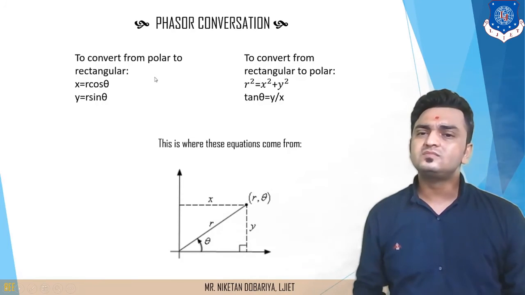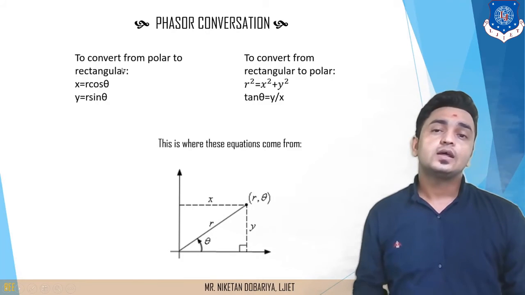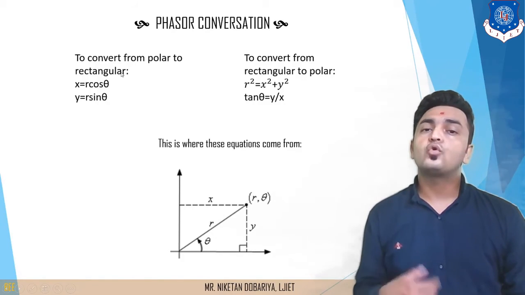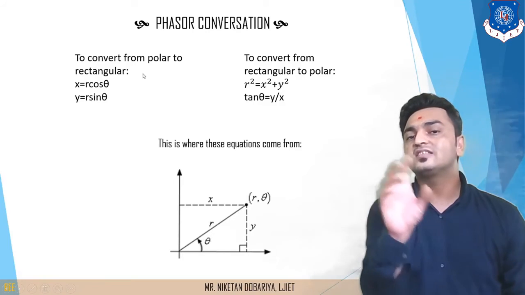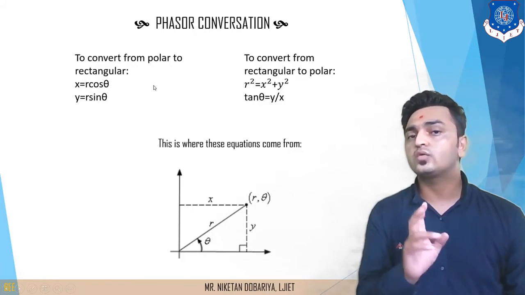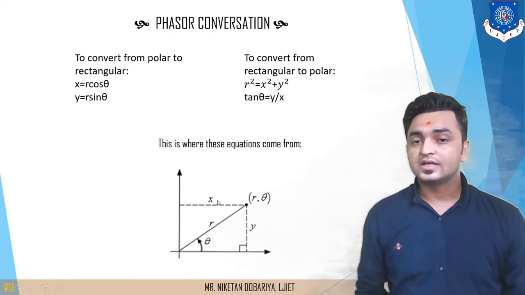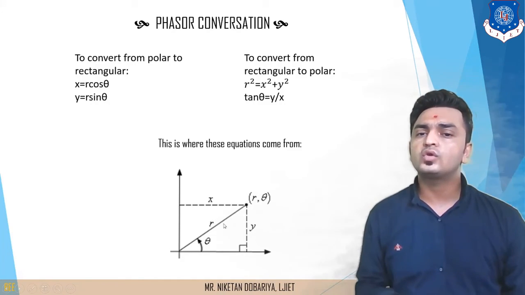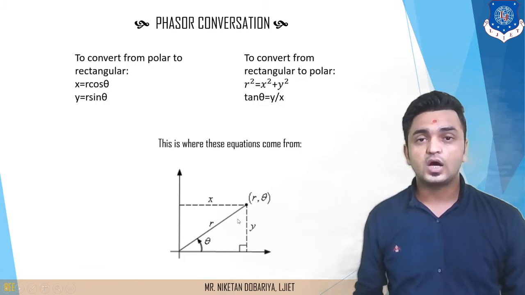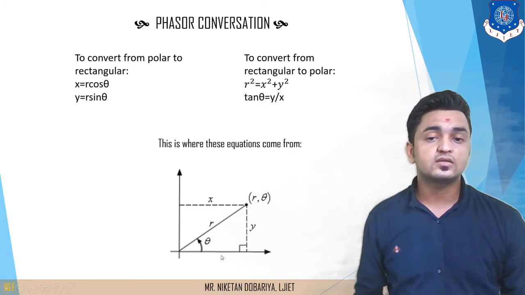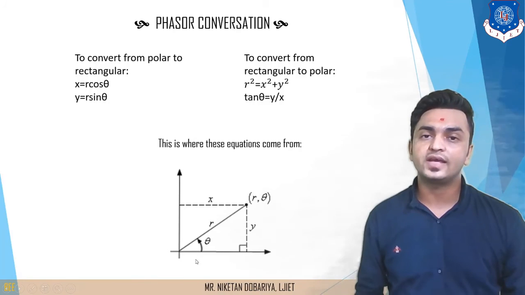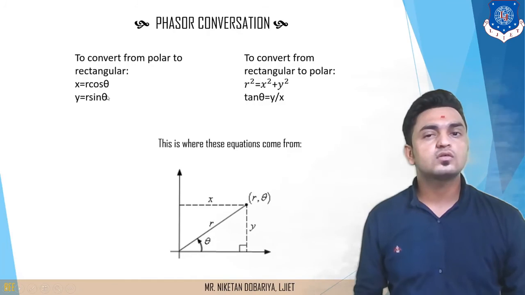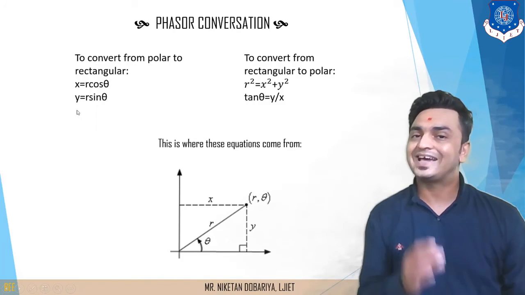If we want to convert from polar to rectangular, that means the polar form is given, that means r and theta are given, and we want to find out the x and y components. Here we have one vector where r and theta are given, and now we want to find out the x and y components. So how to find out? If you want to find out x from r and theta, x is going to be equal to r cos theta and y is going to be r sin theta.